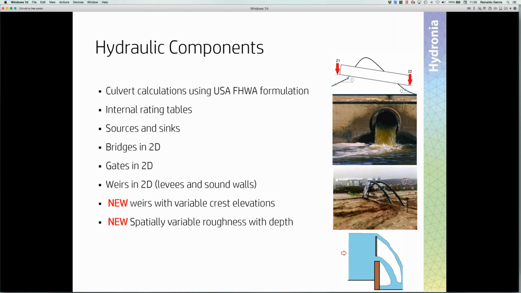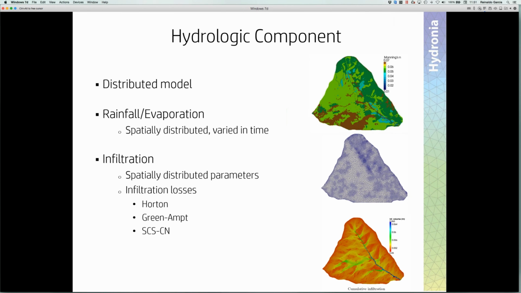So if you want to model a Manning's n variation with depth, it can do that, but not only globally, also spatially varied. You can determine how the Manning's n varies at different locations in your mesh as the depth varies as well. So it's a very cool feature for some applications.